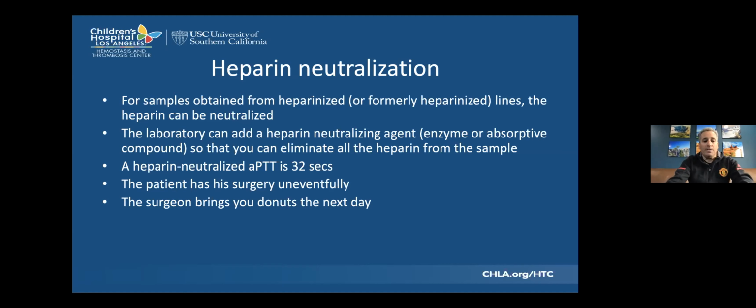And here you get a normal PTT, and the patient had their surgery, and the surgeon was happy with you, and he brought you donuts the next day. So keep in mind that that's an important possibility for you. Now, if a patient is on therapeutic heparin, then you have a problem because, of course, if you neutralize the heparin in the sample, it's going to look like the patient's not on heparin. So this is for lines that are heparinized that are causing you problems in getting a normal PTT, or at least a PTT that you want to assess in the absence of heparin. If a patient's on therapeutic heparin, of course, you're not going to do this, because you'll get a normal PTT as if the patient's not on heparin. So it's only for these lines that are affected.